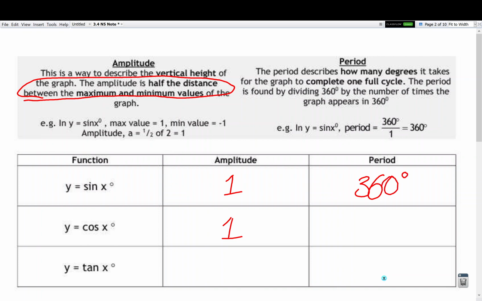Cosine graph, exactly the same. It starts at the maximum, goes down to the minimum, back to the maximum. That's one full cycle, and that happens once in 360 degrees.